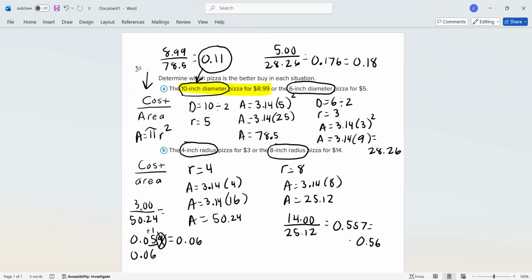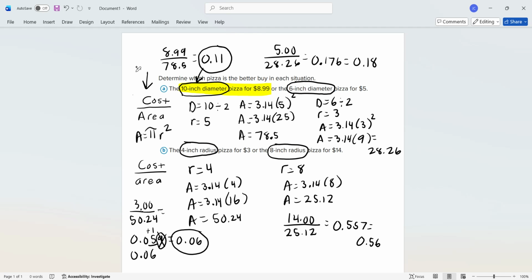So now I need to figure out, well, what's the better buy? 6 cents per square inch or 56 cents per square inch? Well, I would end up seeing that 6 cents is the better buy. So that's how we solve problems like that when they want us to look at cost per square inch.